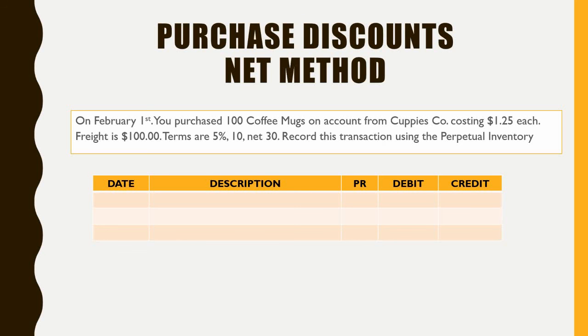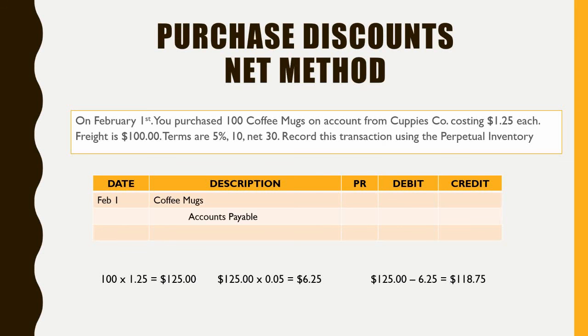So what is 5% of 125? Sorry, what is 6.25. 6.25? Good. So then in this case, what is going to be my grand total? 118.75. Plus my freight? So it's 218.75. Excellent. So here we go.